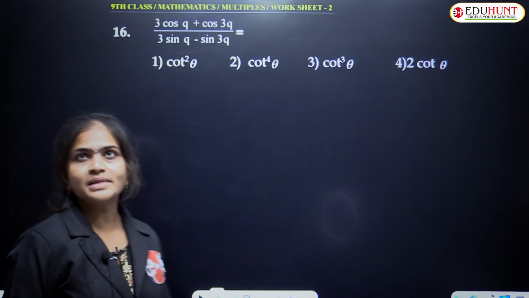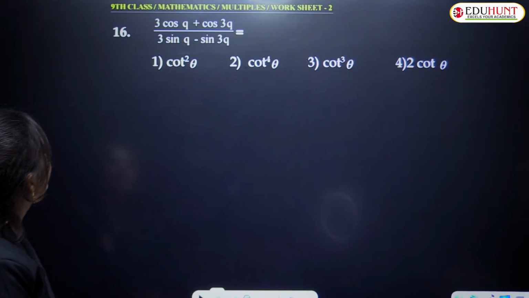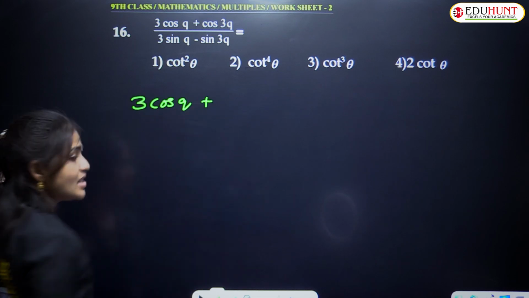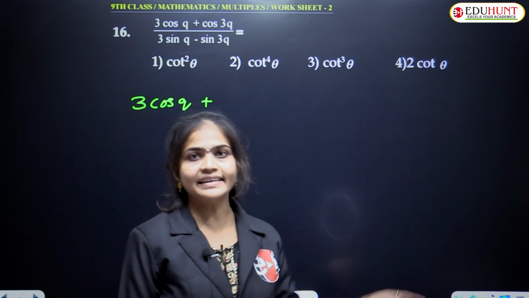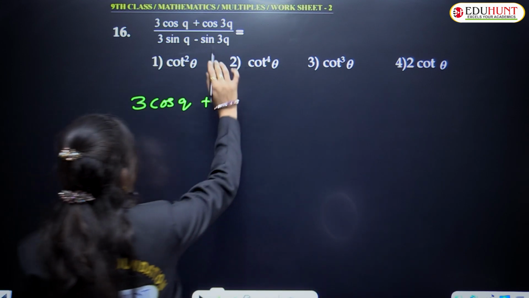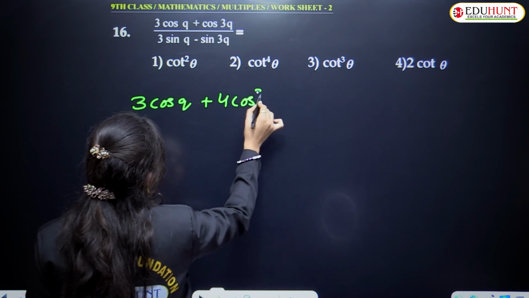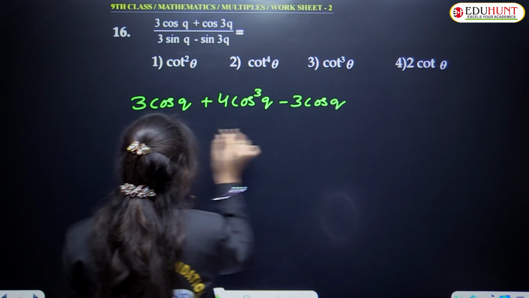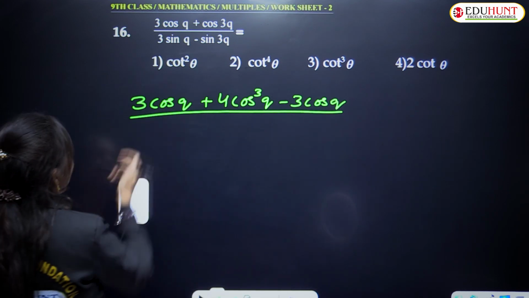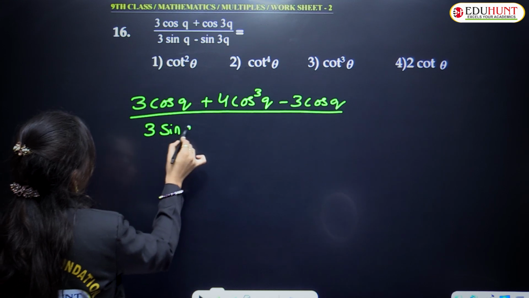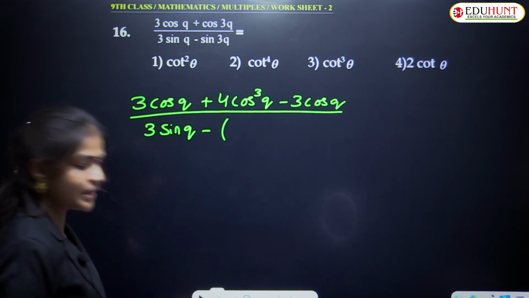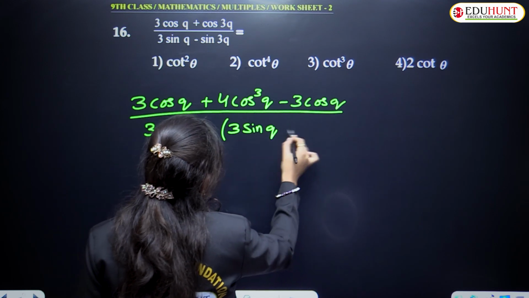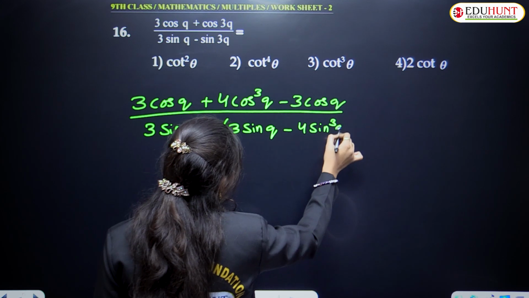Yes. Question number 16. What is question number 16? 3 cos q plus cos 3q. So cos 3q means we have to apply the cos 3 theta formula here. So what is the cos 3 theta formula? 4 cos cube, in the place of theta they have given q, minus 3 cos q, whole by, here 3 sin q minus sin 3q, we have to write that formula here. So 3 sin theta, in the place of theta q is there, minus 4 sin cube q.